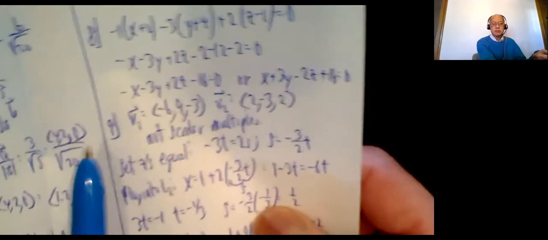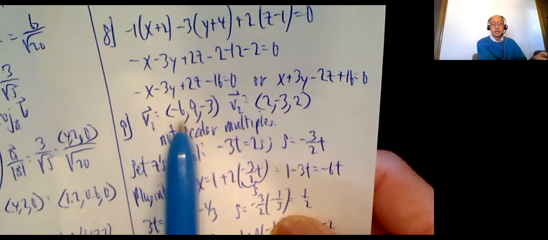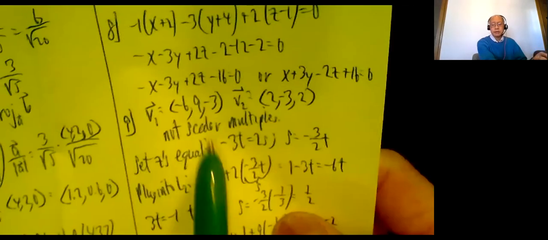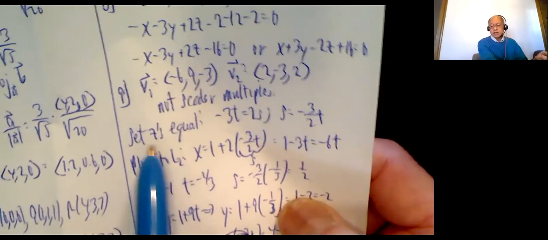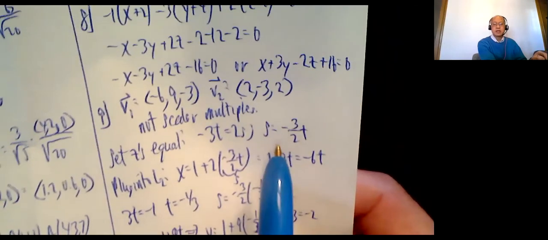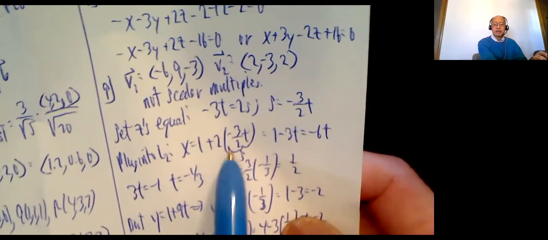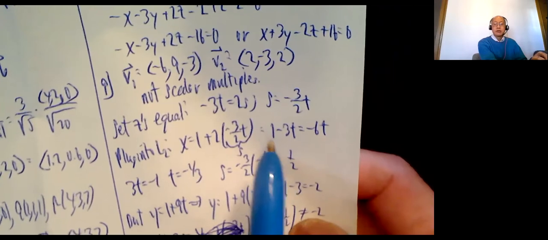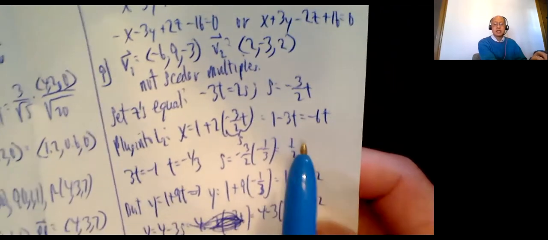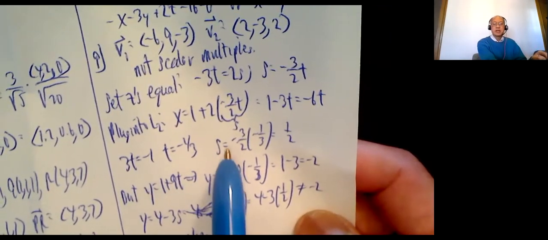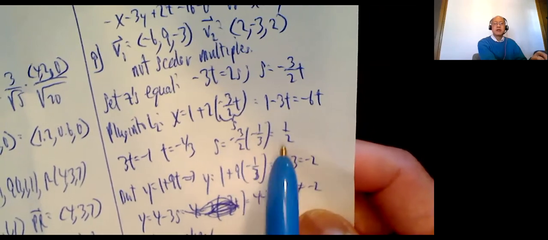Okay, number 9. v1 is <-6, 9, -3>. v2 is <2, -3, 2>. They are not scalar multiples of each other, which means they're not parallel. Okay, and to see if they intersect, I set the z's equal to each other. So I get -3t equals 2s, s equals -3/2 t. I plug into line 2, x is 1 + 2s, -3/2 t, which is 1 - 3t, and that's equal to -6t. 3t is -1, t is -1/3. Plug in, s is equal to -3/2 times t, or 1/2.